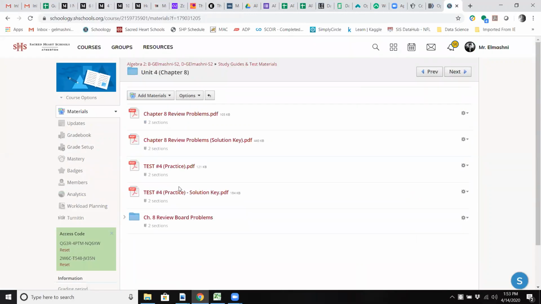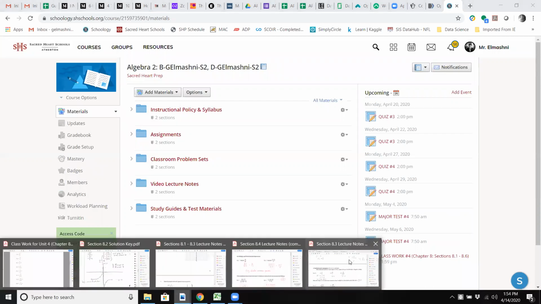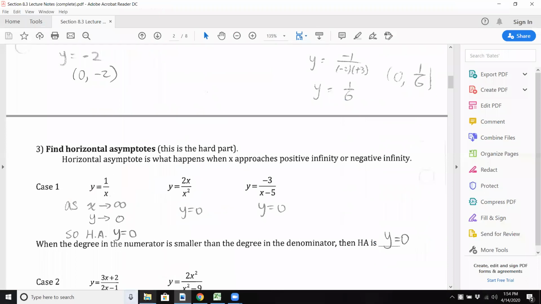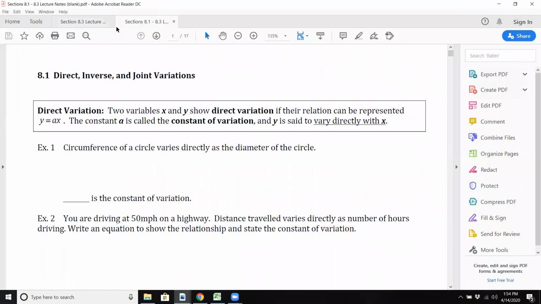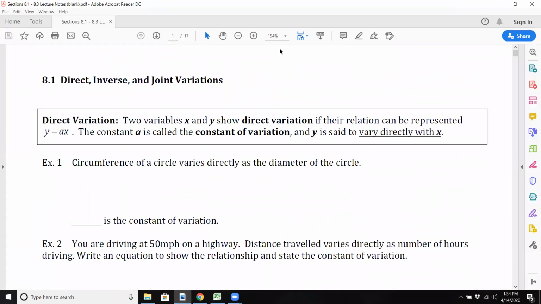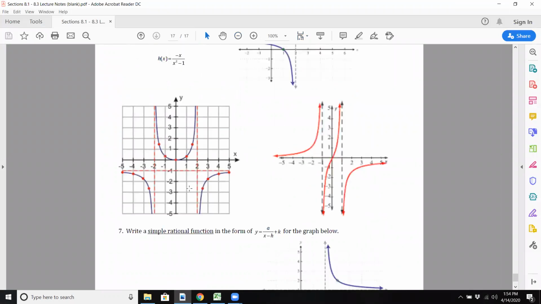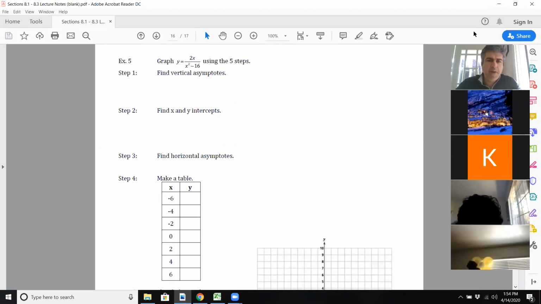Okay, so let's do a little bit of practice here for chapter 8, section 8.3. So let's look at this one here. This is back in the lecture notes, the second to last page. It's example 5 for section 8.3. So we're going back to the lecture notes packet, and we're going to talk about how to graph this one, 2x over x squared minus 16.